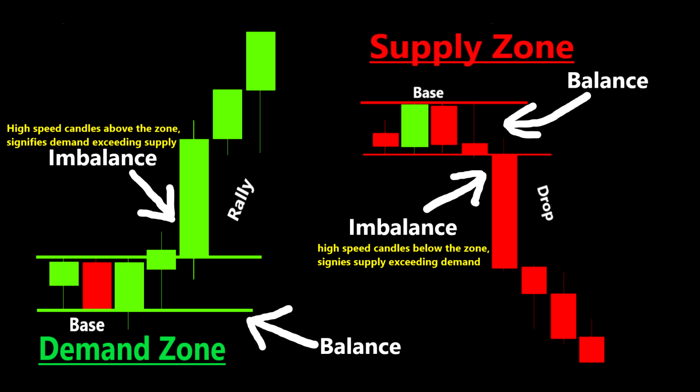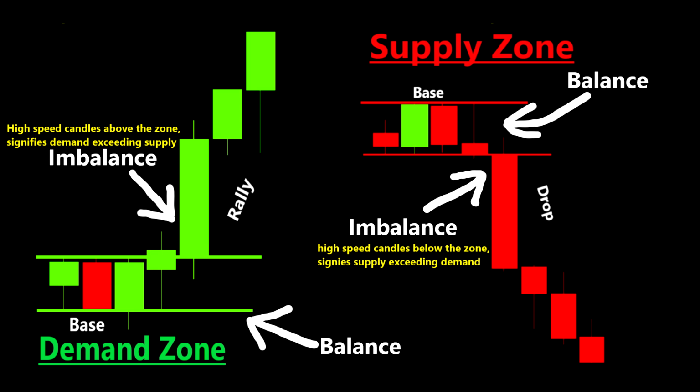For example, if there is a large excess of supply, or sellers, and not enough demand, or buyers, at a certain price level, it will cause the price to decline. Conversely, if there is a large excess of demand, buyers, and not enough supply, sellers, at a certain price level, it will cause the price to rally. And this is what supply and demand is.